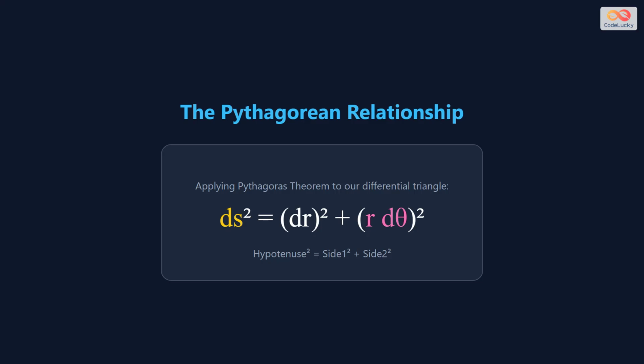By applying the Pythagorean theorem, we can state that the square of the segment length ds equals the square of dr plus the square of r times d theta.